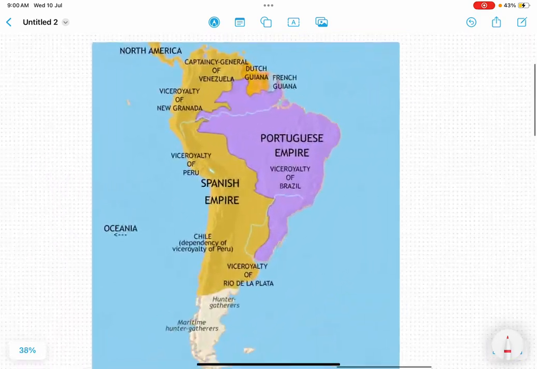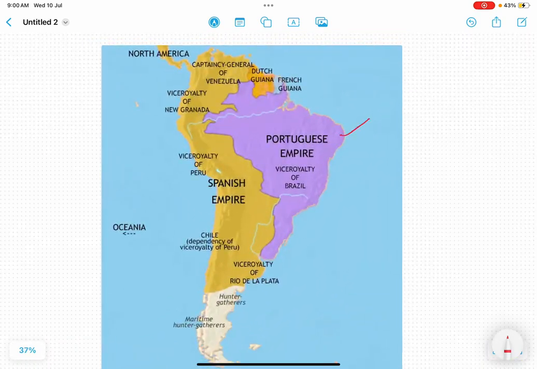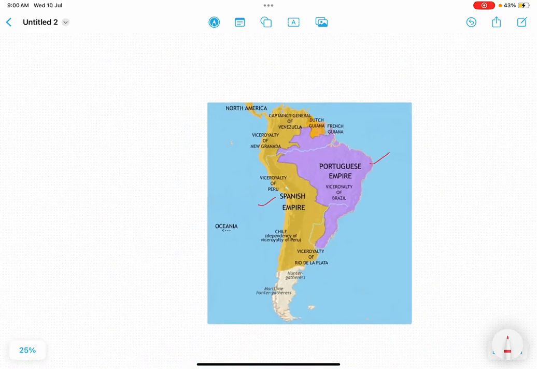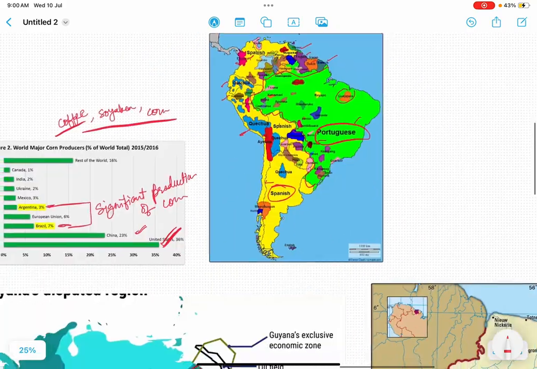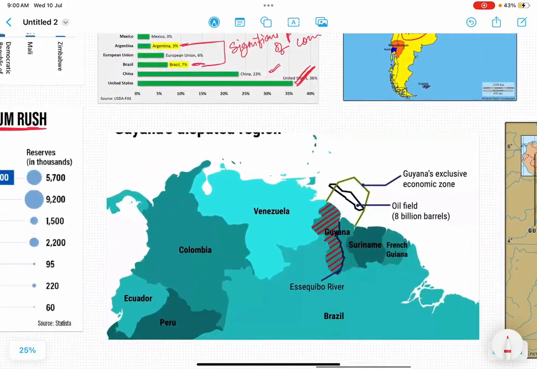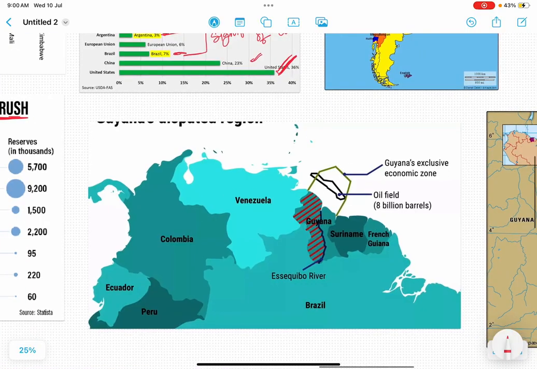Let's see the next. Again, the empire. So you can see Portuguese Empire were right here and Spanish Empire were right here. So based on the colonial history, the languages are there in present times. So let's see the next map. The next map is of a conflict in the region of South America.